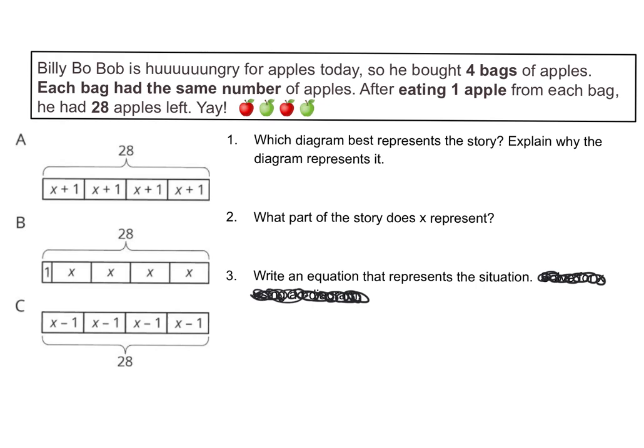Let's try one more. In this case, we have my dear friend Billy Bob, and he is hungry for apples today. So he bought 4 bags of apples. Each bag has the same number of apples in it. After eating 1 apple from each bag, he has 28 apples left.